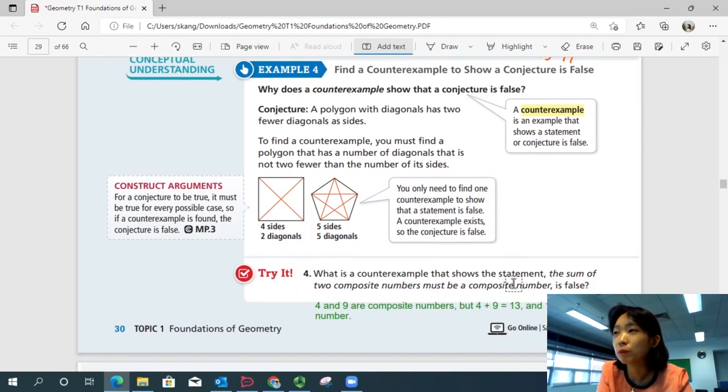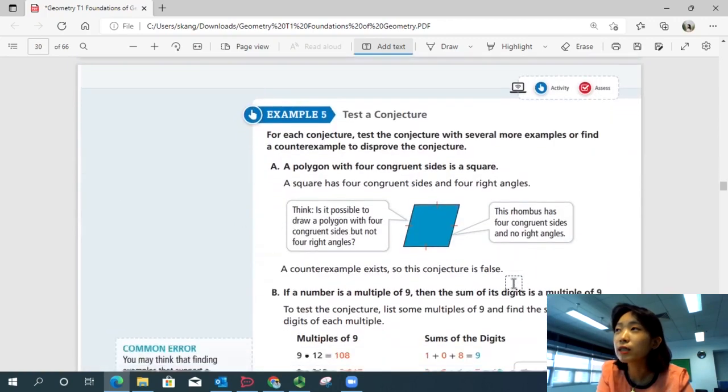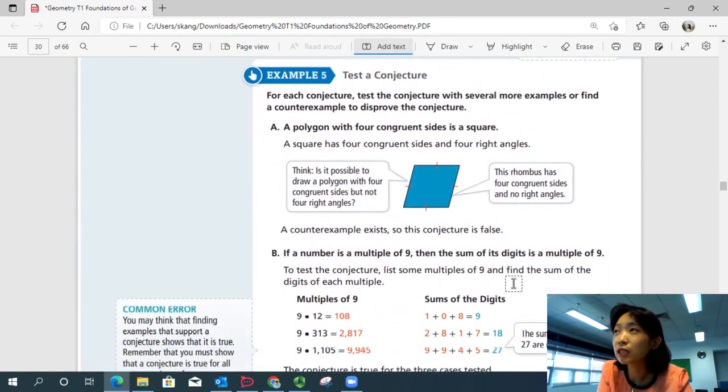So it's a counterexample. All right, let's look at example 5. Test a conjecture. For each conjecture, test a conjecture with several more examples or find a counterexample to disprove the conjecture. So part A, a polygon with 4 congruent sides is a square. So a square has 4 congruent sides and 4 right angles. Is it possible to draw a polygon with 4 congruent sides but not 4 right angles?